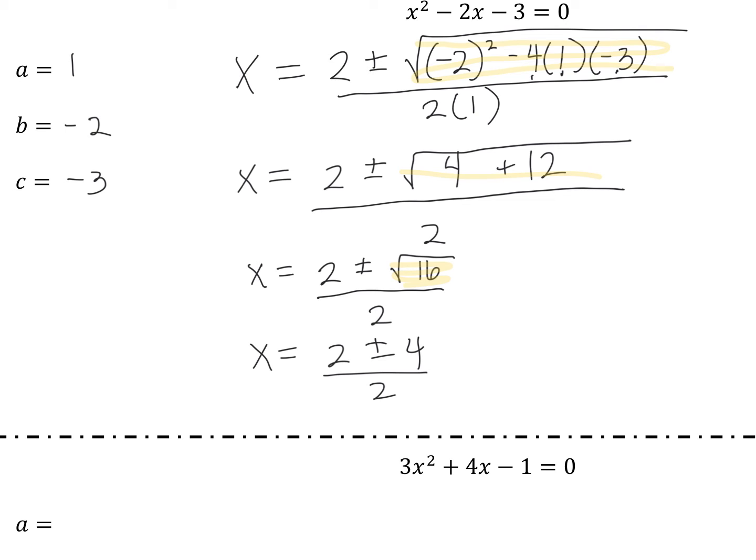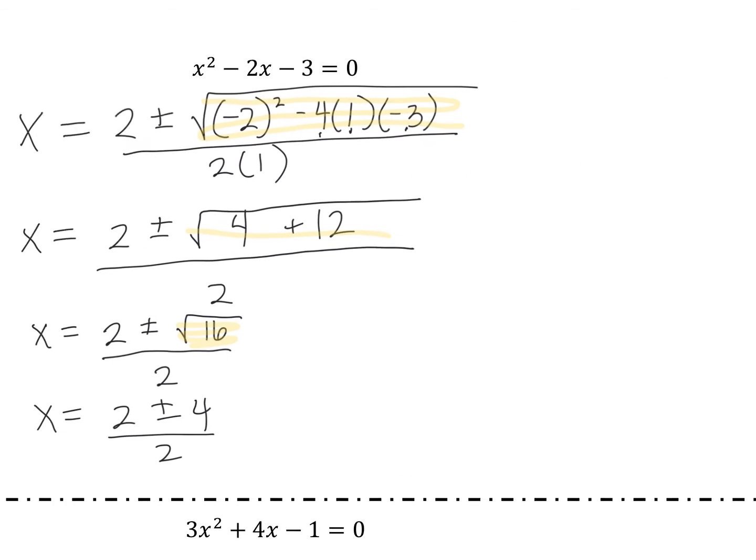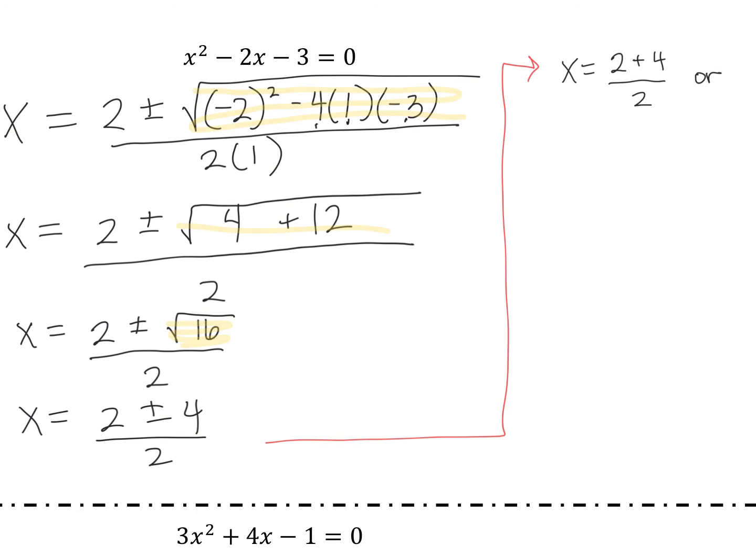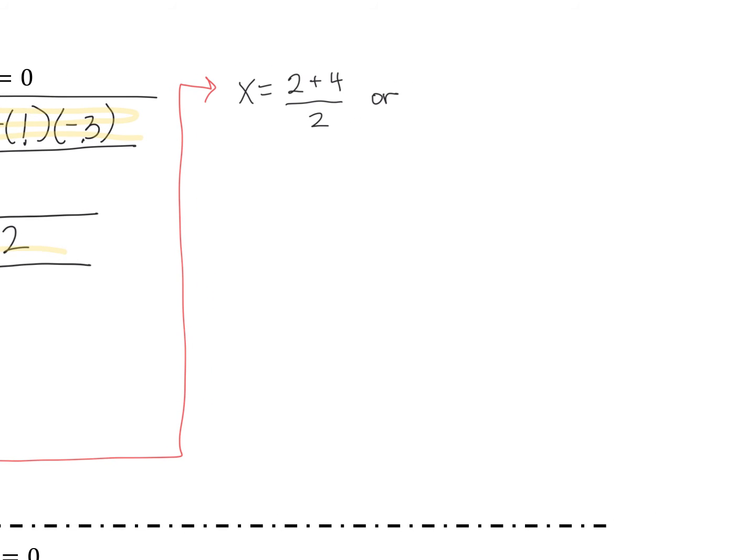either x equals 2 plus 4 divided by 2. So we dealt with the plus, but we can't forget about the minus, so this would also be x equals 2 minus 4 divided by 2. Now let's simplify each separately.